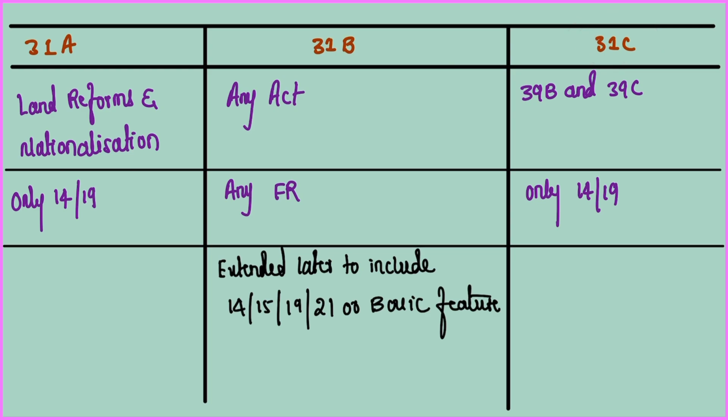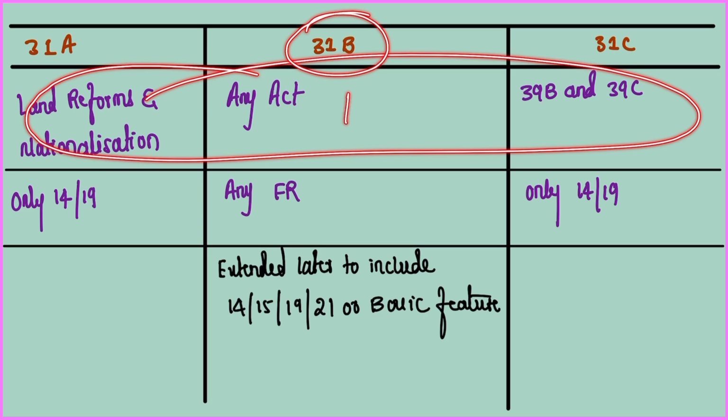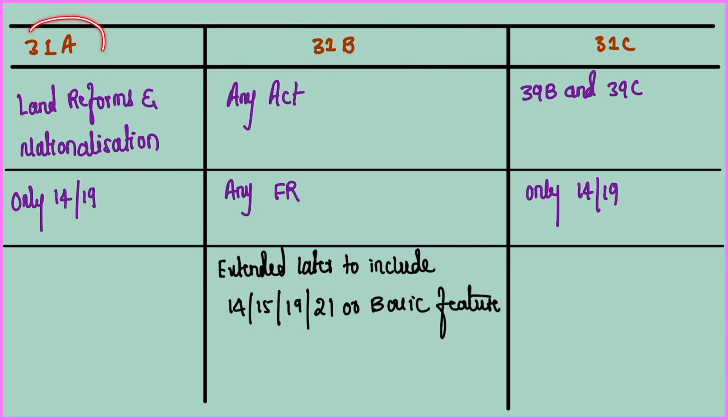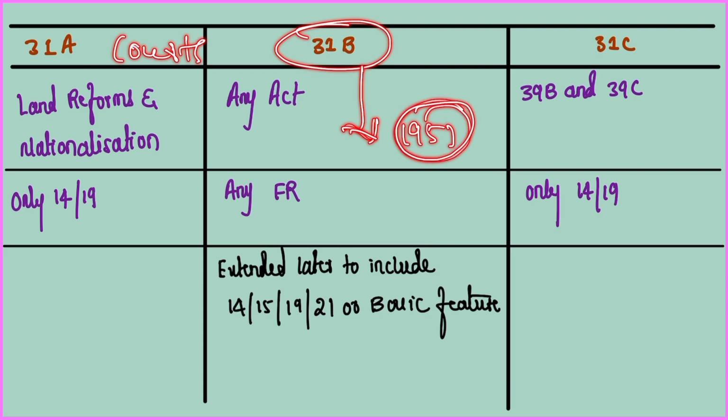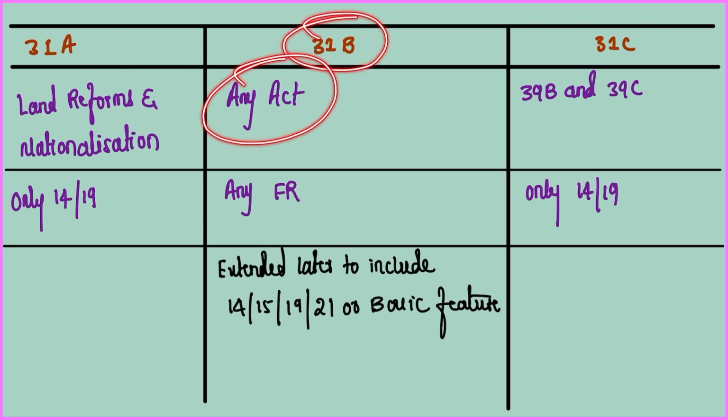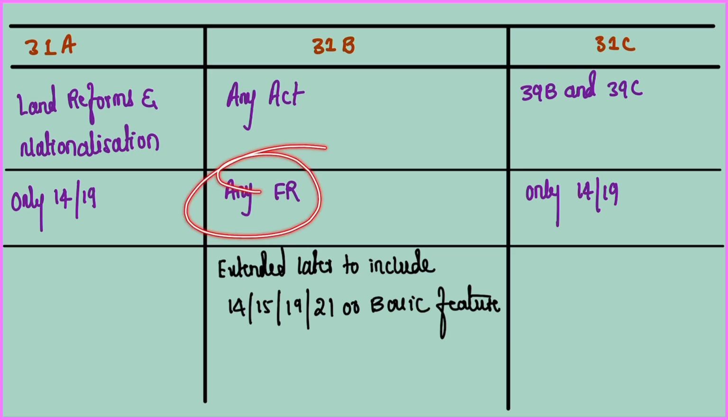Article 31C, it also deals with two types of acts. Those acts which are implementing Articles 39B and C of DPSPs. So in the first case, 31B is very broad. Why? Because any act can be put in 9th schedule. Now, what is the second difference? Article 31A protects acts from being challenged for violation of Article 14 and 19 only. But Article 31B, when it was initially enacted in 1951, was very wide because it protected any act from being challenged for violation of any fundamental right.